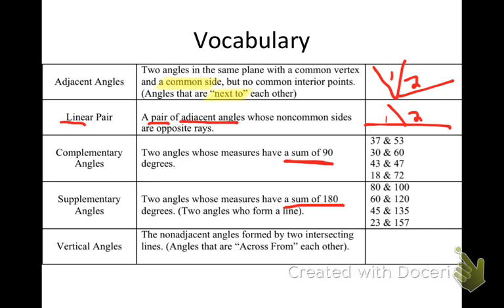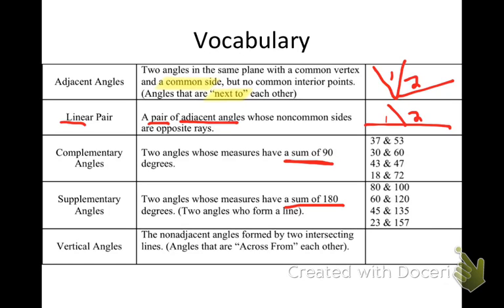Now, a lot of times students confuse them. Here's the way I tell students, trying to help you out. In the alphabet, complementary starts with the letter C. Supplementary starts with the letter S. Which one comes first in the alphabet? Complementary, C, right? I have the number 90 and the number 180. Which one comes first? 90. Complementary comes first, 90 comes first. Supplementary comes second, 180 comes second. Okay.